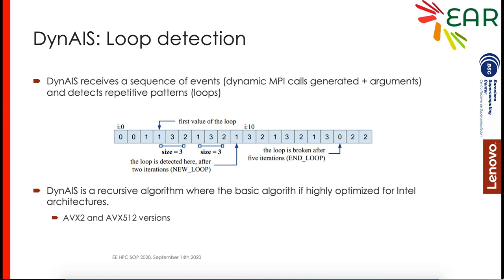A new loop is one of the specific DynAIS events. After that, every time it appears, DynAIS will notify that there is a new iteration. So this is a new iteration: 1, 3, 2, 1, 3, 2, new iteration, again and again. And when there is an event that breaks the loop, an end loop event is reported to the library, and then the process of computing the application signature starts again.